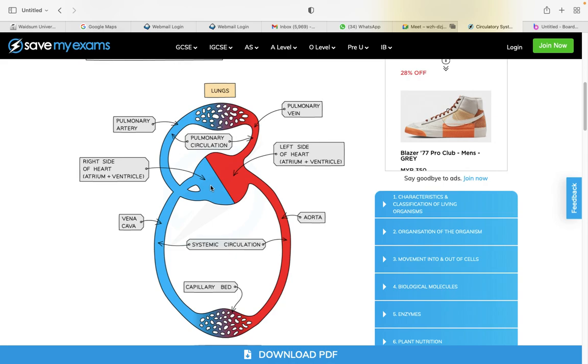Okay? Now, from the heart to the lungs, deoxygenated blood is sent. The blood without oxygen, a blood that contains carbon dioxide, is sent to the lungs. On getting to the lungs, this carbon dioxide diffuses from the red blood cells into the alveoli, and then in exchange, oxygen is given.